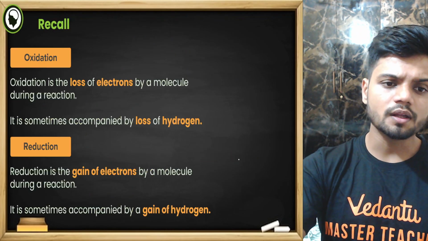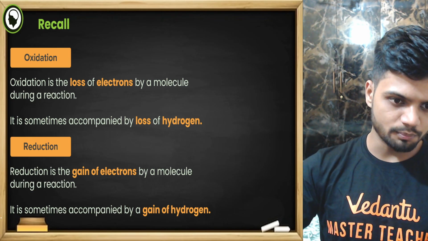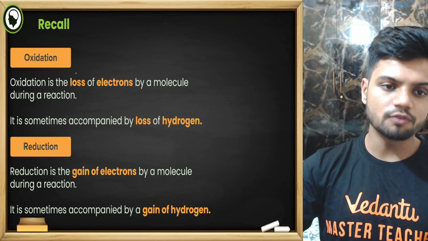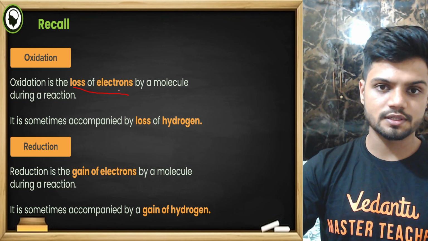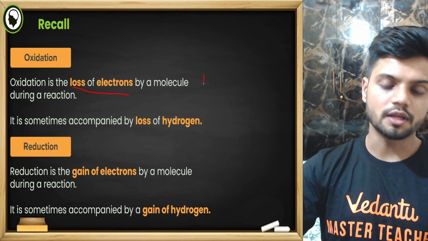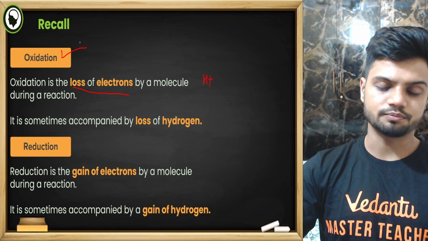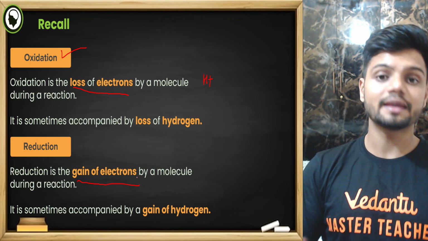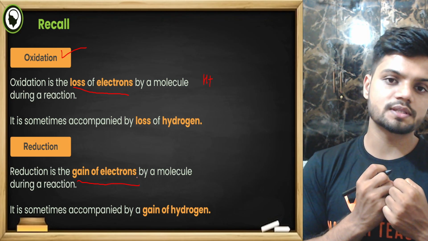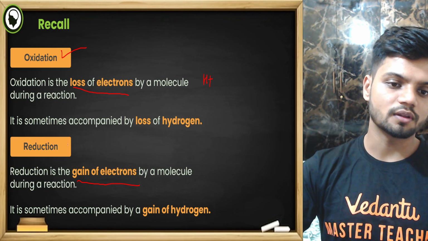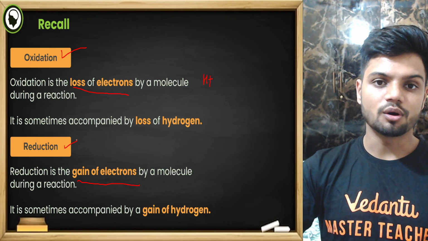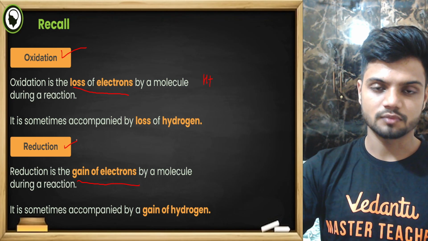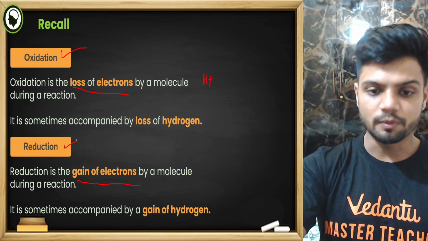Okay. Now, all of you know a few things I told in the previous class also. What is the meaning of oxidation? Loss of electrons or loss of protons, H plus, is called oxidation. Then what is reduction? Reduction is nothing but gain of electrons or gain of protons. That is called reduction. I hope that is clear.